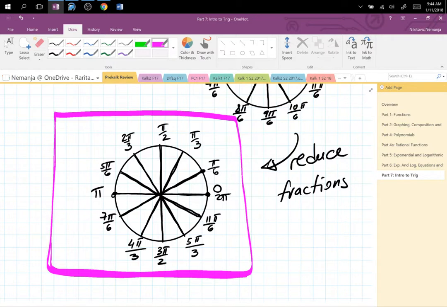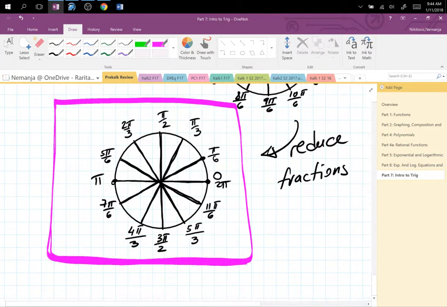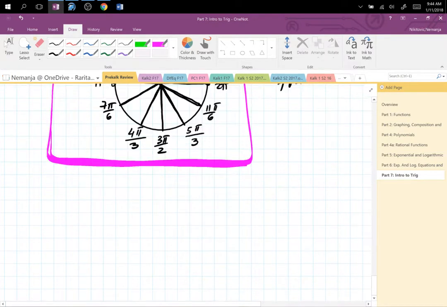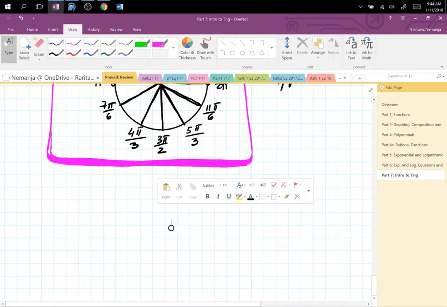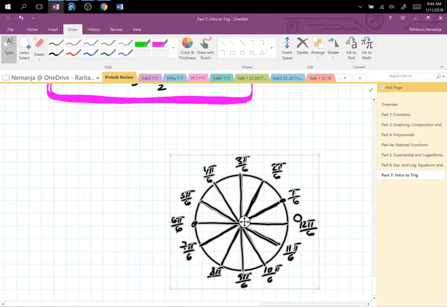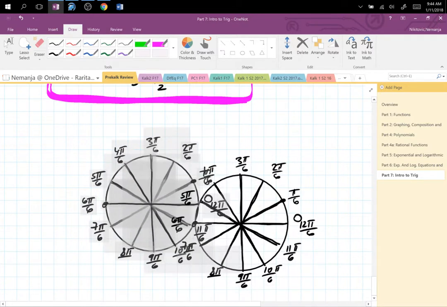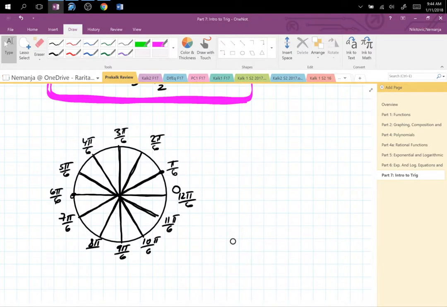So now, is there an equivalent in degrees? And the answer is yes, right? You just draw a new circle. See? Quick. You draw a new circle, and then you replace all of the values with degree values. So the only thing that you actually want to know, well, first of all, you know 12 pi over 6 is 360, right? Degrees.